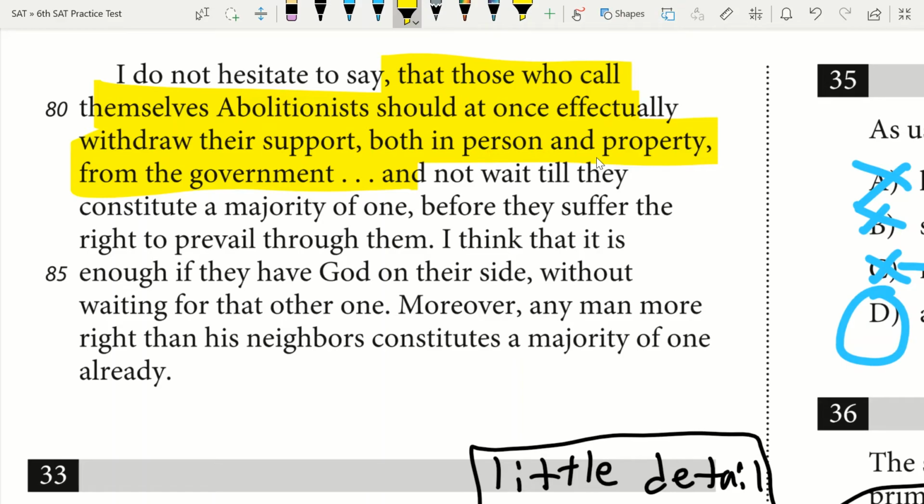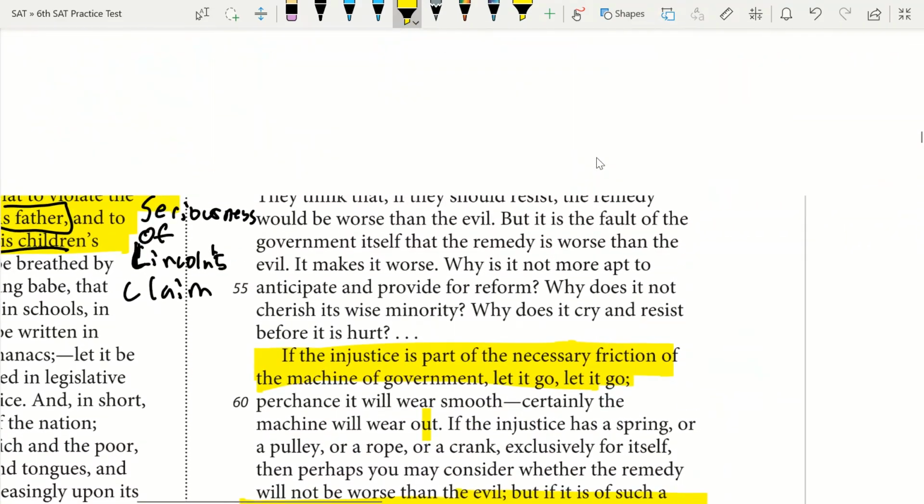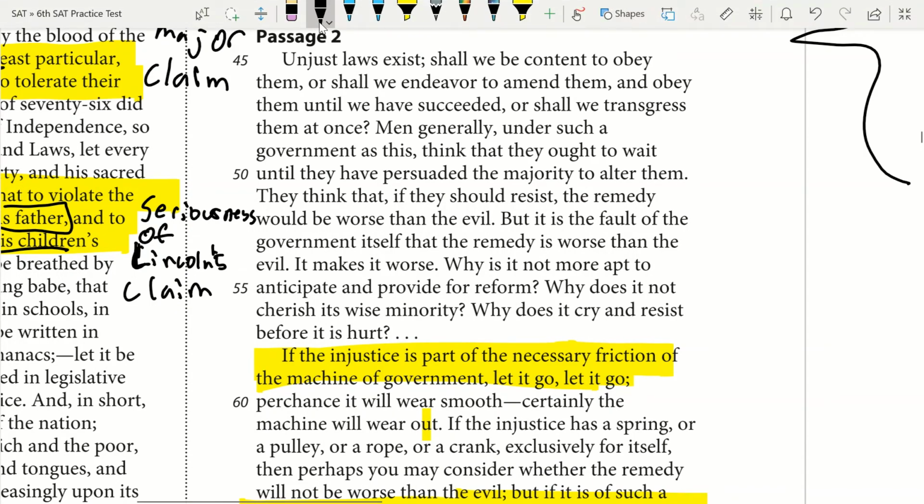All right, so I'm going to quickly go through what I highlighted, then we'll get into the questions as far as passage 2 goes. Okay, I'm going to switch to my pen real quick. Obviously I already talked about highlighting the things in that intro part. Now let's get into this. So we have: if the injustice is part of the necessary friction of the machine of government, let it go. This is basically saying if the injustice isn't too severe, just let it go because it's part of government and it'll get worked out in the end.